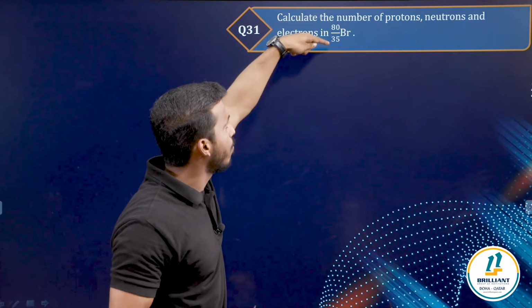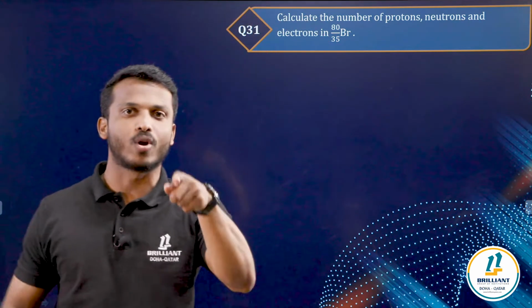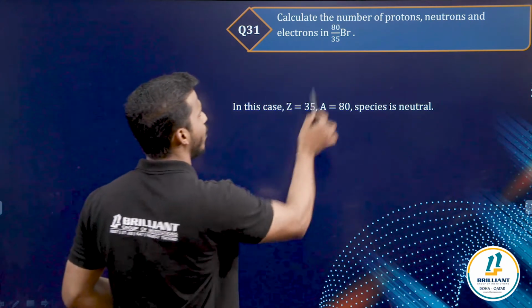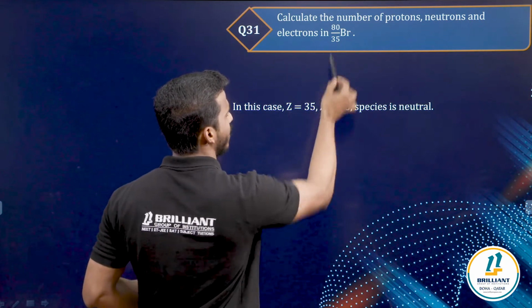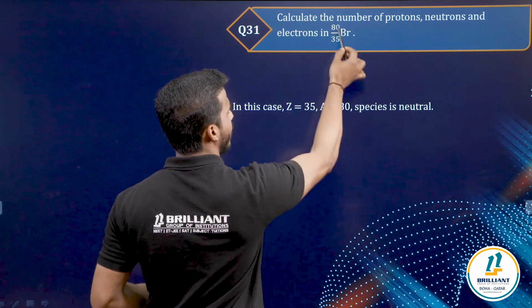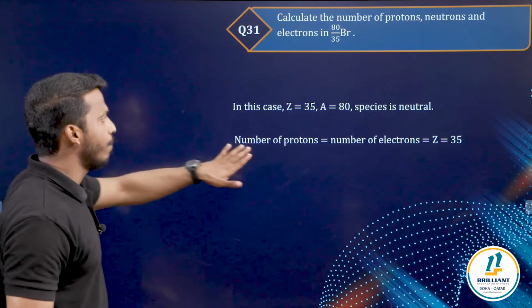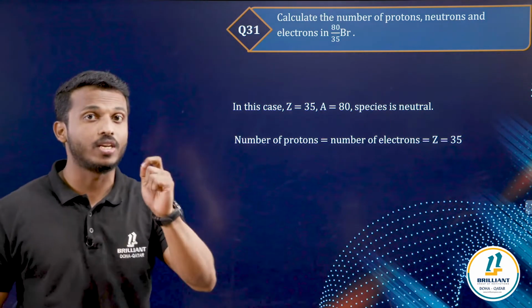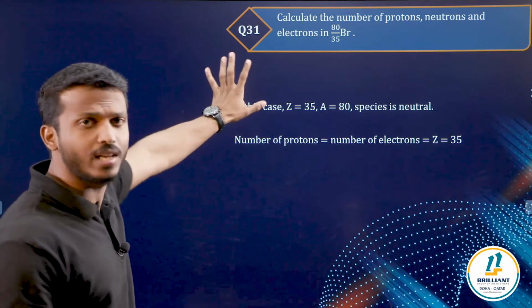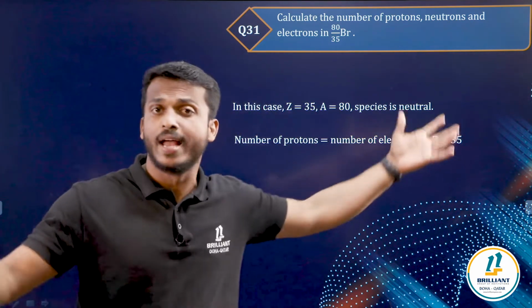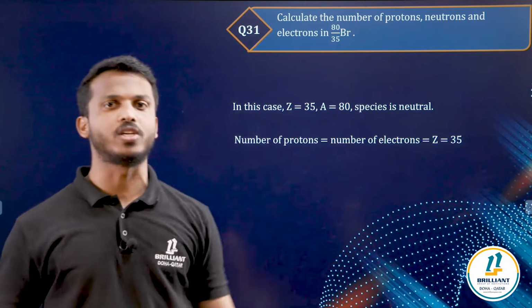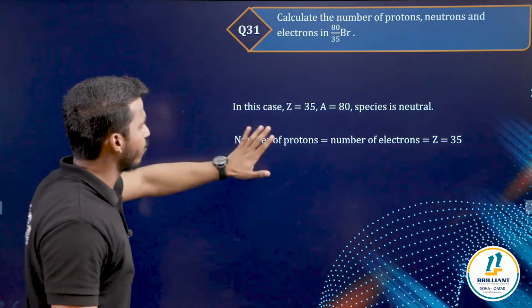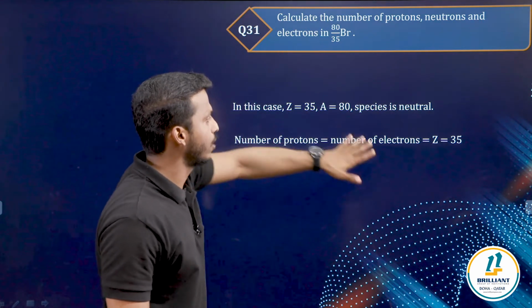So, mass number minus atomic number, you will get the number of neutrons. Z is the atomic number, which is 35. What is mass number A? That is 80. Number of protons is equal to number of electrons if the species is neutral. Can you see any charges on the species? It's not a cation, it's not an anion, right? For a neutral species, that many electrons will be there as protons. So number of protons is 35, number of electrons also 35.